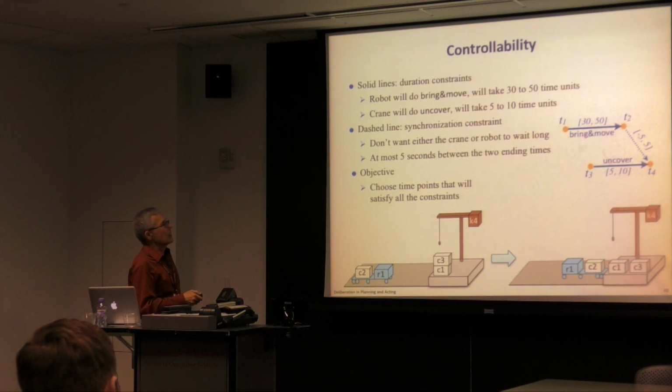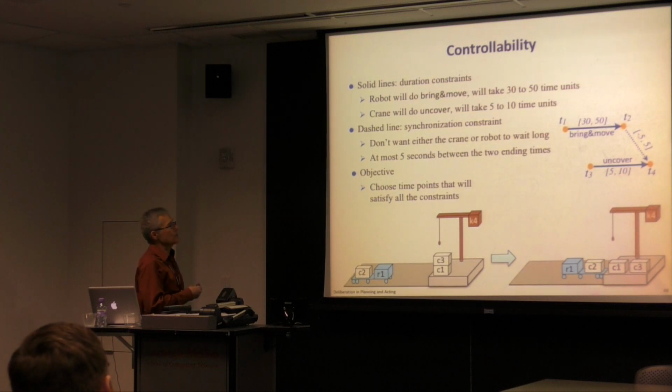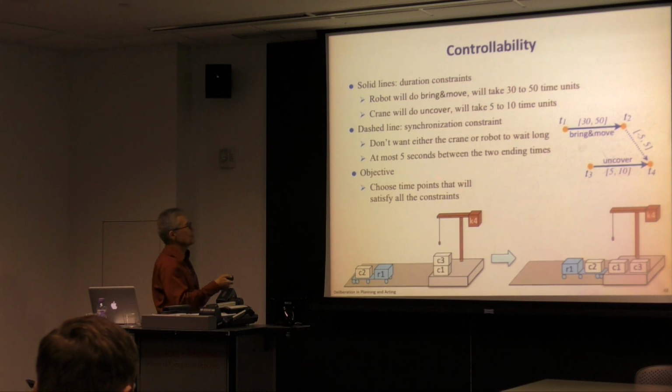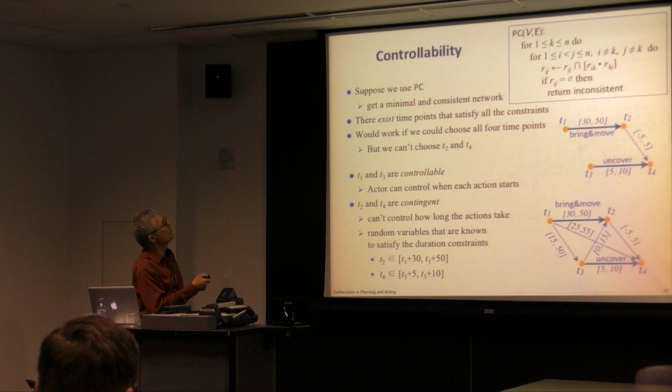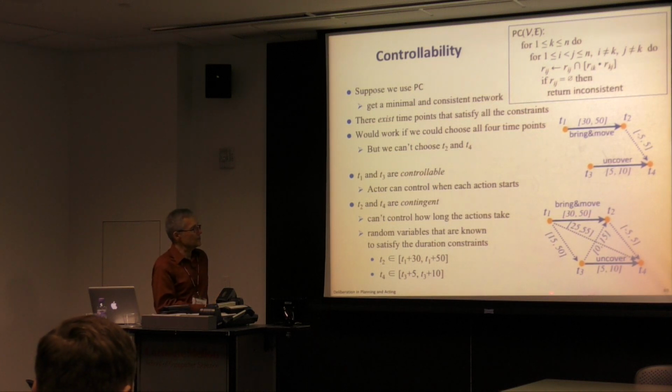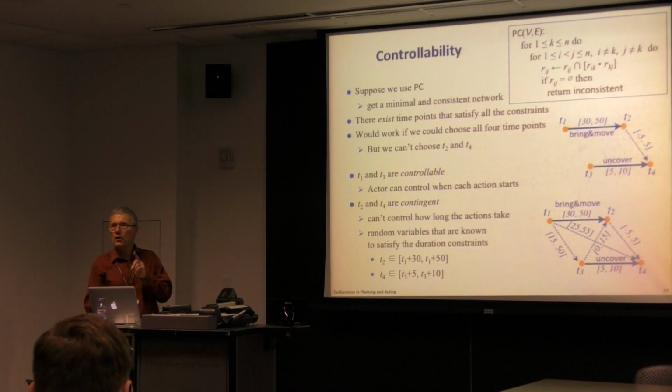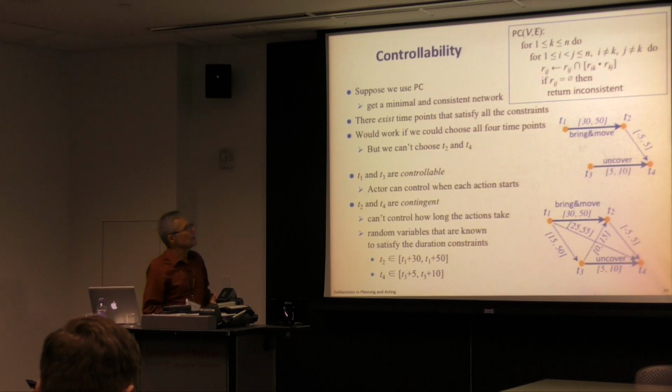Well, we now have 3 sets of constraints. We now want to choose time points that will satisfy all of them. Suppose we use the path consistency algorithm. Well, we get a minimal and consistent network which looks like this. Well, that would work if we could choose all 4 of the time points.